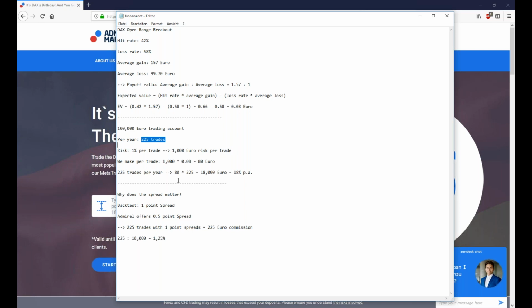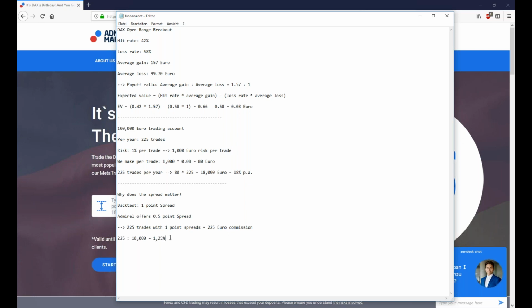We're talking about, in this case, 2,000 trades, and then it starts to matter, because then we're talking about 2,000 euros in commissions. And again, this is where professional traders find their performance. So it's only 1.25% here. Now, what we can easily do, and that's why this really matters, is cut this in half if Admiral offers a 0.5 point spread in this case.